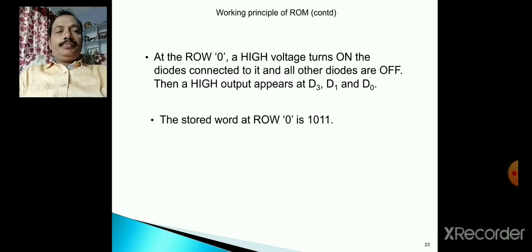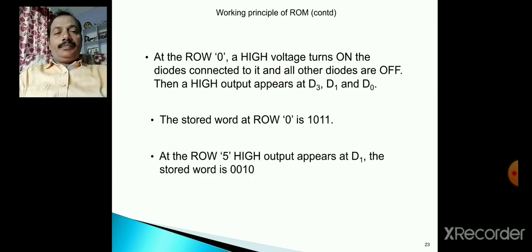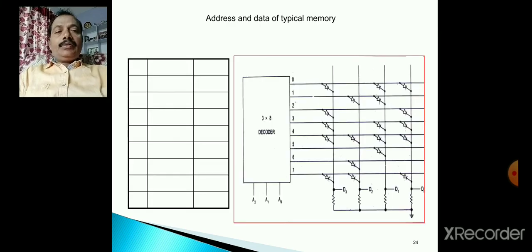At row 0, a high voltage turns on the diodes connected to it and all other diodes are off. Then a high output appears at D3, D1, D0. Hence the stored word at row 0 is 1011. At row 5 we find it as 0010. At row 6 we find it as 0100. Like this, we have the addresses.